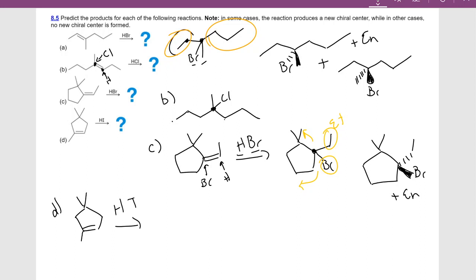So what are we adding and where are we adding it? We're adding H and I across this double bond. I'll go ahead and get a different color. The iodine is going to go to the more substituted side. The H is going to go to the less substituted side. Notice there was already a hydrogen there. Okay, so for our product, let's just go ahead and draw it without a chiral center.